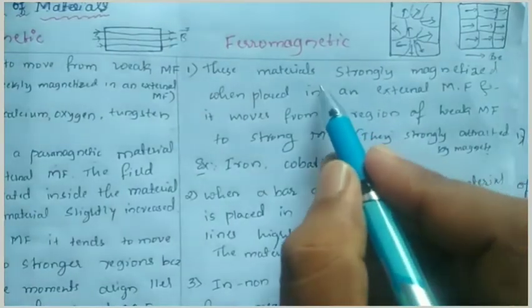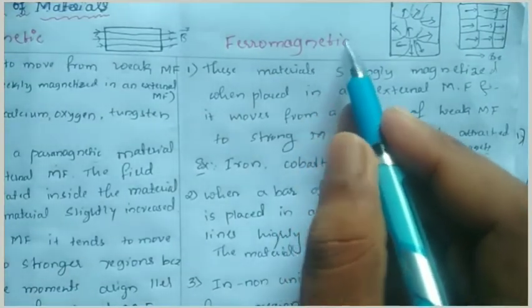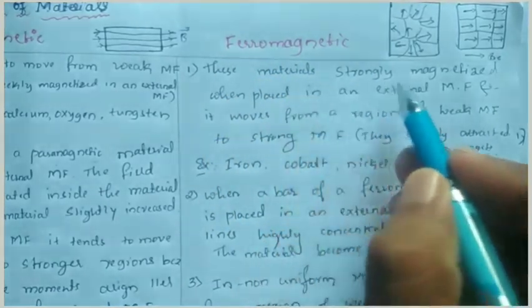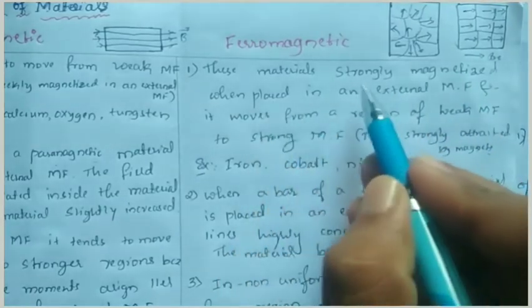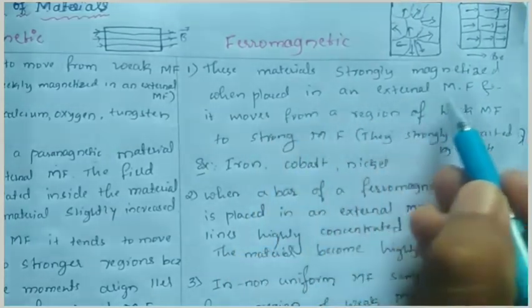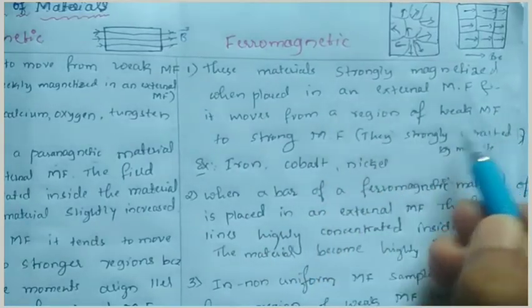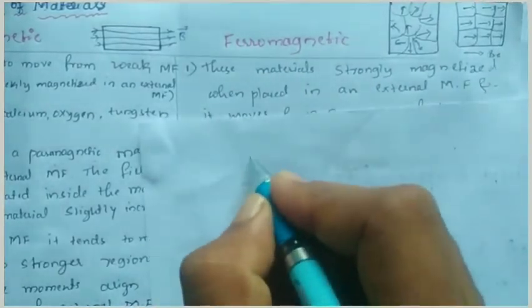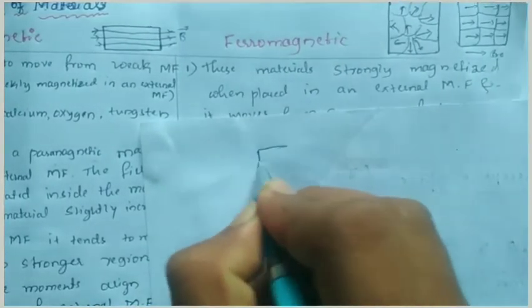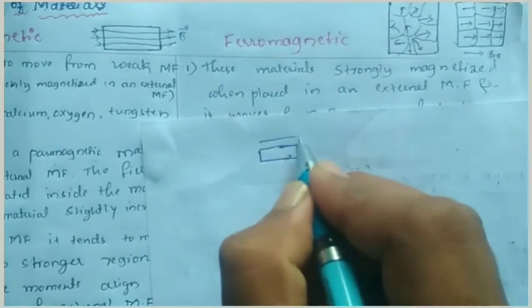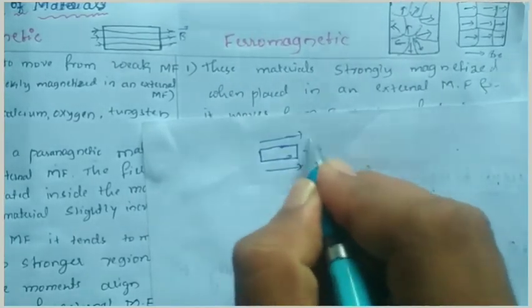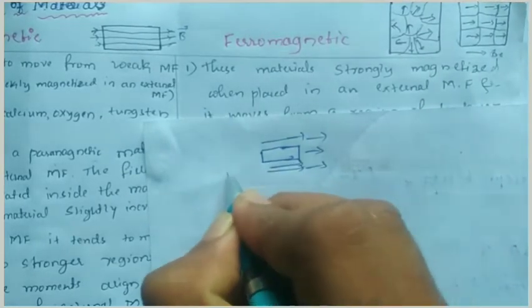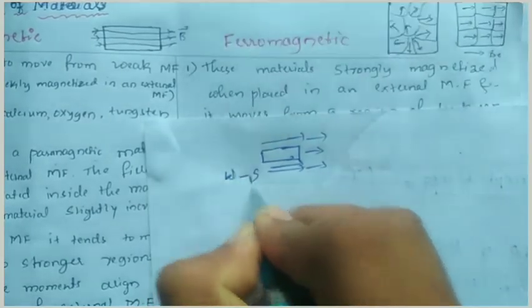Now the ferromagnetic materials. These ferromagnetic materials are completely magnetized materials. These materials become strongly magnetized when placed in an external magnetic field. They move from a region of weak magnetic field to strong magnetic field. So the same as we discussed for ferromagnetic, when you put it in an external magnetic field, it will move from weaker magnetic field to the stronger magnetic field.